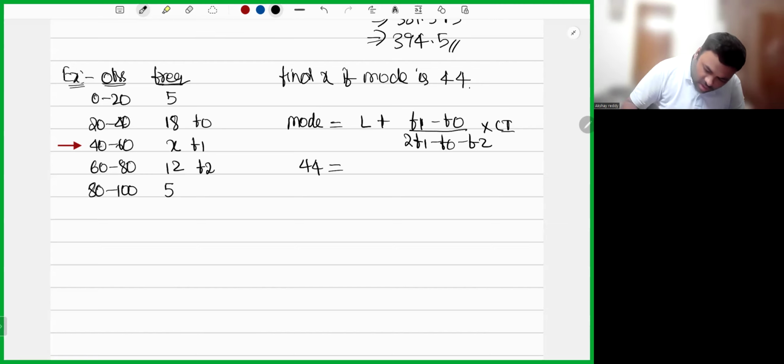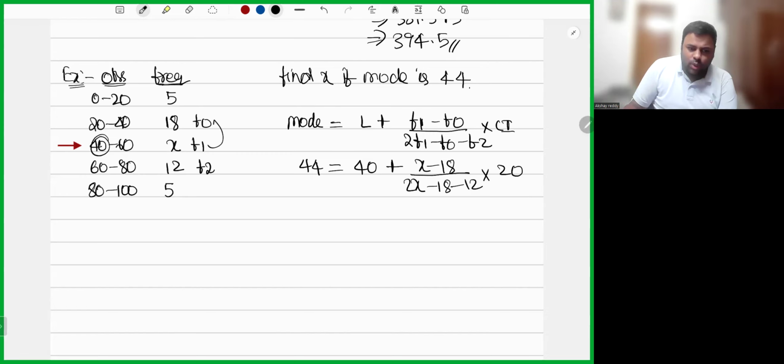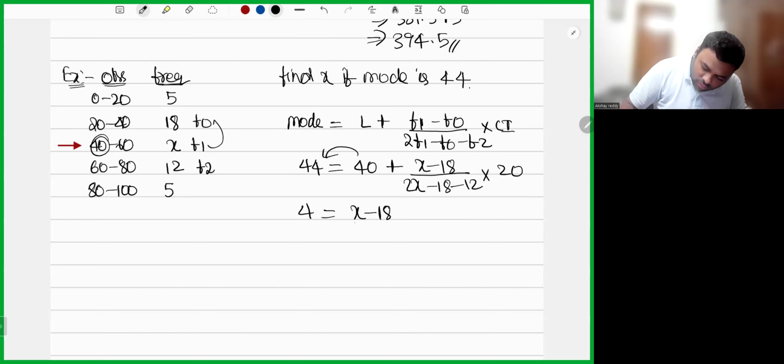L is 40. F1 minus F0 over 2F1 minus F0 minus F2. So x minus 18 divided by 2x minus 18 minus 12. Obviously, class interval is 20, 60 minus 40. L is 40 here. 44 minus 40 is 4. So (x minus 18) divided by (2x minus 30), into 20.